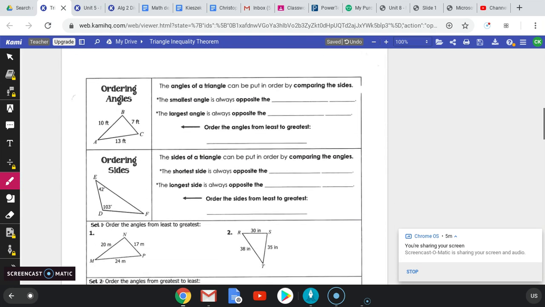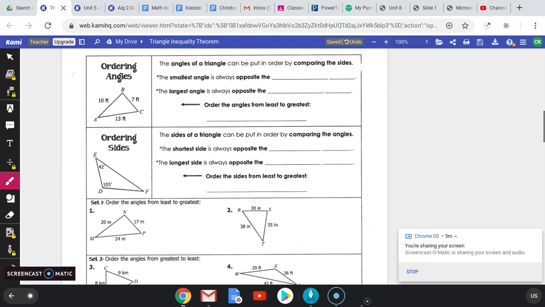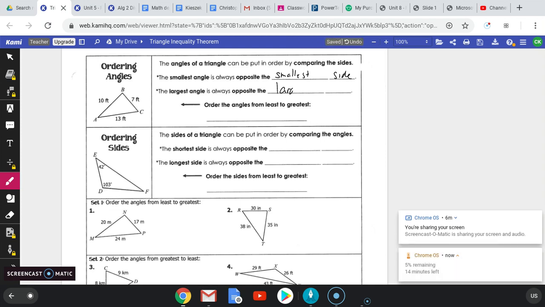Moving right along here, something called the Hinge theorem and the converse of the Hinge theorem. Basically, what says this? So, ordering angles. Let's say I was given 3 sides of a triangle, like in this case here. Well, the smallest angle is always opposite the smallest side, and the largest angle is always opposite the biggest side.